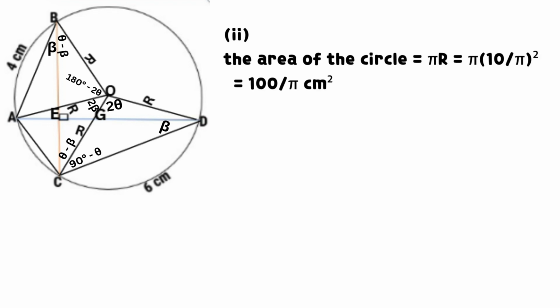Solution to question I. The area of the circle equals the product of pi and r squared, which equals 100 divided by pi in square centimeters. After simplification of the substituted value, or 31.83 square centimeters to 2 decimal places.